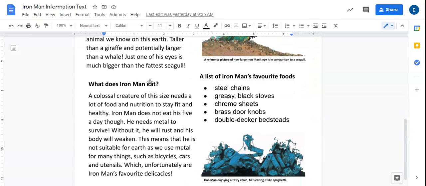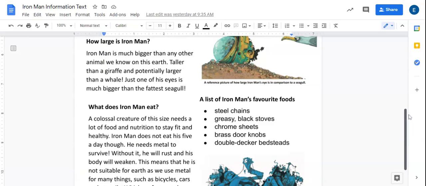So here we've got another subheading. Again, it stands out a bit more because it's in bold and they are often questions. So we've got, what does Iron Man eat? So directly underneath, we've got another chunk of writing, which is another paragraph. And in this chunk of writing, it's going to tell us information about what the Iron Man eats. So it sticks to the information that the subheading suggests.